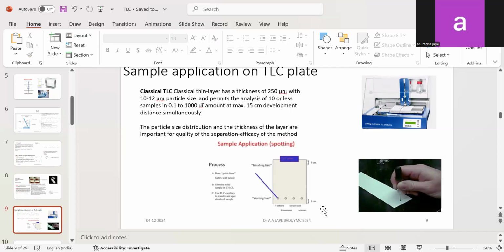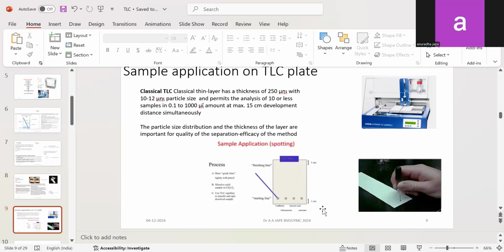The solvent may be removed from the spot. That is very necessary, because many a time the solvent system used to solubilize the analyte and the solvent system that is present in the mobile phase are different. And if the two get mixed, then the efficacy is going to be affected, and there will be interference in the running of the system.